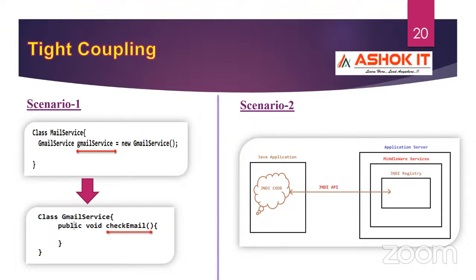You cannot run the vehicle without an engine, right or not? You cannot run the vehicle without an engine, guys. So the relation between those two components also becomes tightly coupled. Is that true or not, guys? So these are the two scenarios, guys. In the second scenario, you write the JNDI code in the Java application. That JNDI code will request the particular object from the JNDI registry only. Understand?